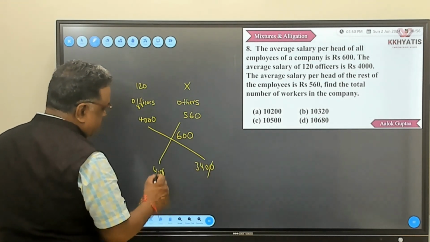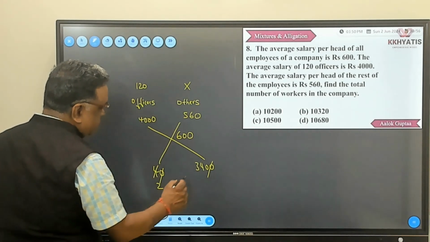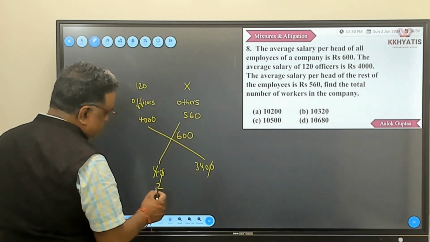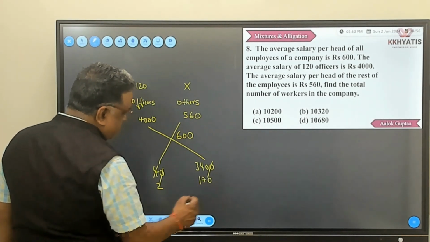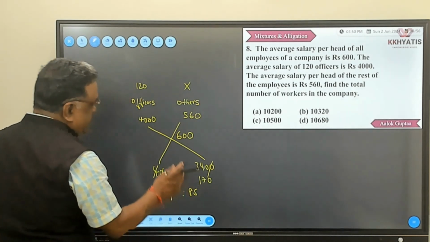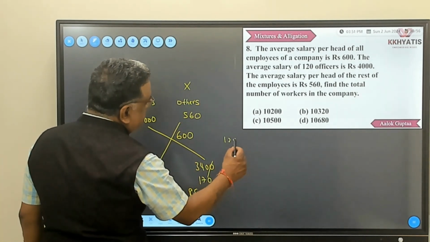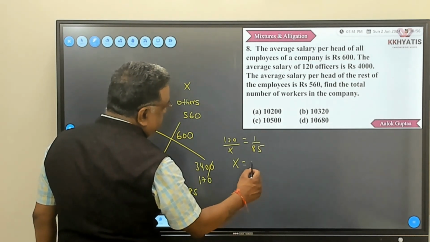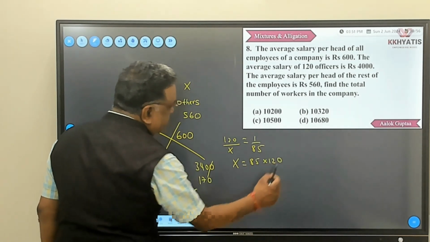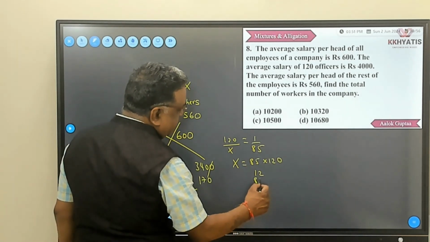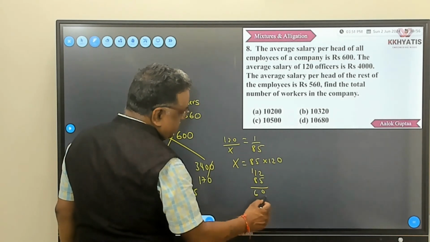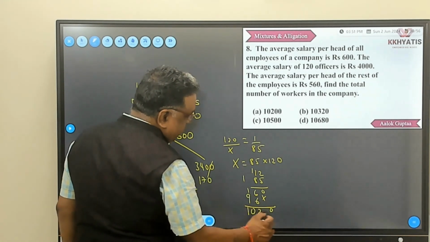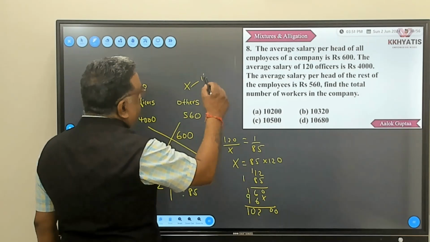The zeros cancel out. This is 2. Okay, I can do it by 2, 170. 1 is to 85. Which means the ratio of officers to others is same as 1 upon 85. So the others should be 85 into 120. So 12 into 85, let us do it. So this should be 10,200.